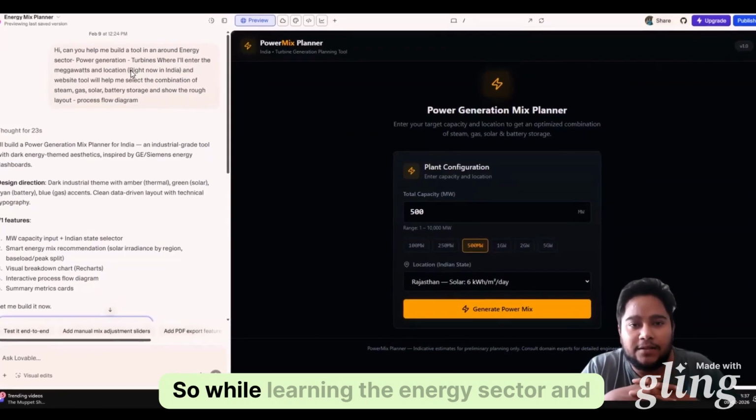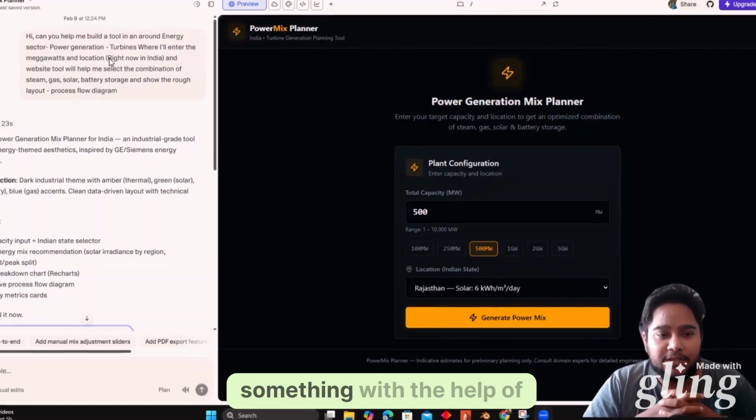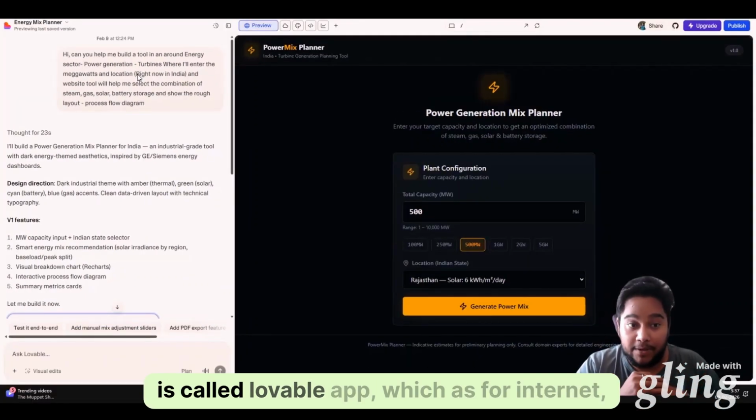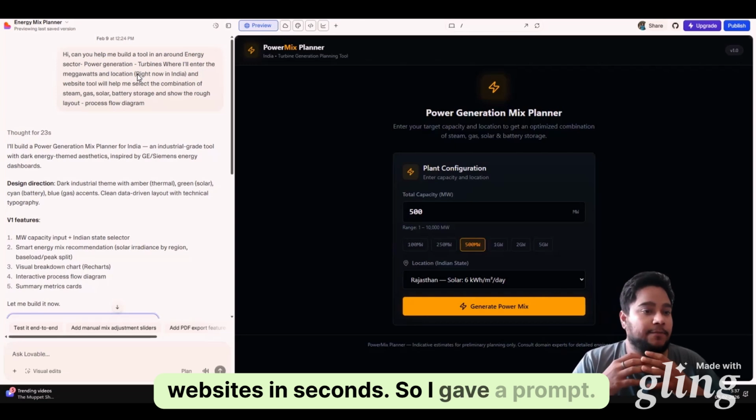So while learning the energy sector and understanding it well, why not build something with the help of AI? So I tried that. There's a website called Lovable app, which, as per the internet, helps create websites in seconds. So I gave a prompt.